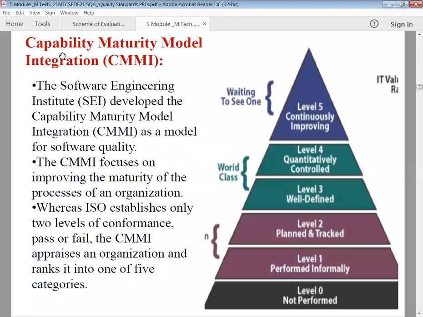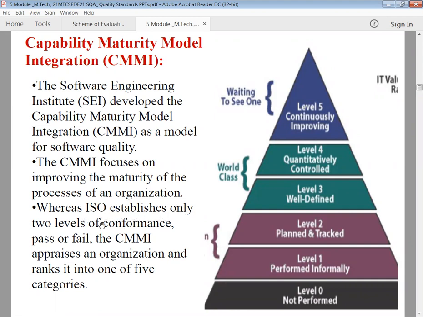If you take CMM, it is also a standardizing method. It is abbreviated as Capability Maturity Model, and CMMI is called Capability Maturity Model Integration. The Software Engineering Institute, SEI, developed the CMMI model for software quality. If you want to measure the quality of software, we can make use of the CMMI model. The CMMI model focuses on improving the maturity of the processes of an organization. If you are following the CMMI model, it will automatically improve the organization's processes.